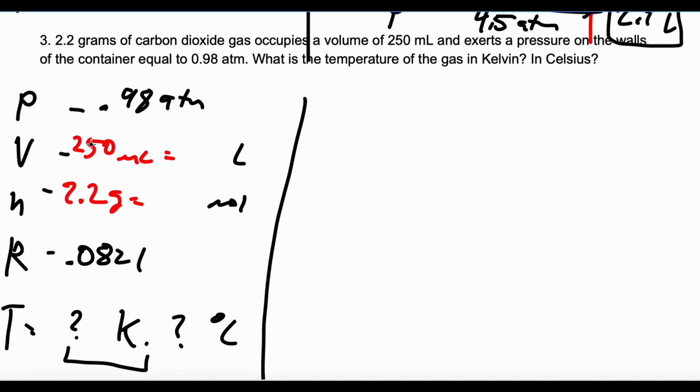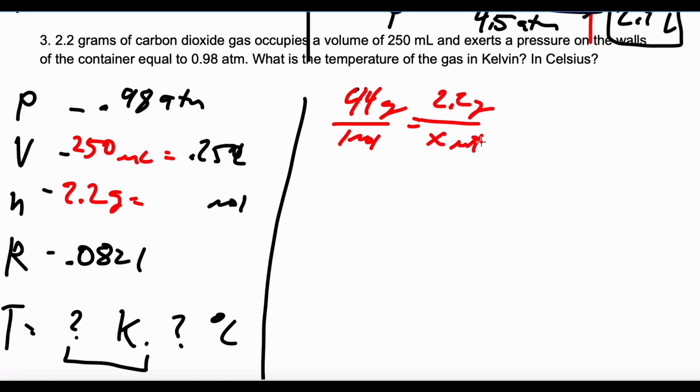So let's convert this. Remember, we just divide that by 1,000. So that's going to be 0.250 liters. No problem there. Now, 2.2 grams. Well, we know that the molar mass of carbon dioxide is 44 grams in every 1 mole. Well, if you have 2.2 grams, how many moles would that be? Well, 22 is going to be 0.5, so this is going to be 0.05.